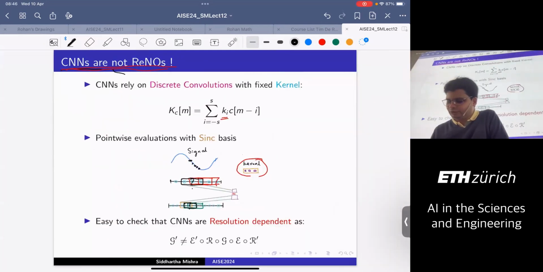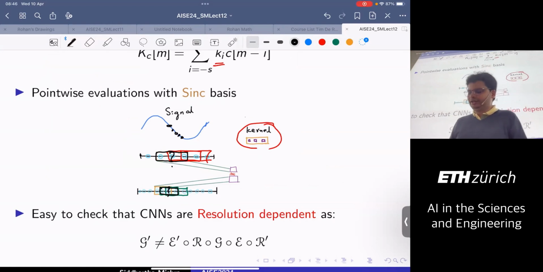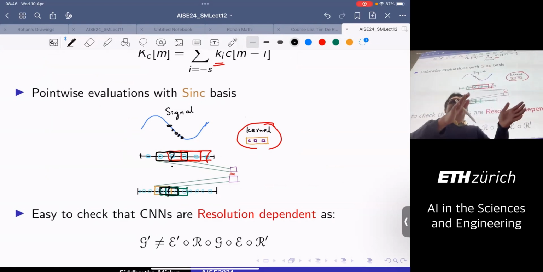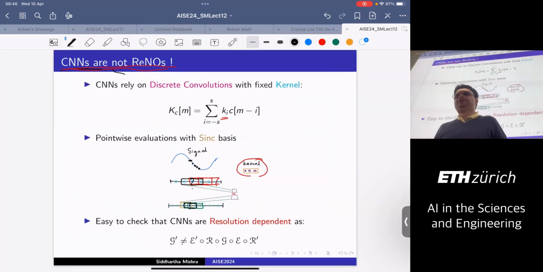Because of this, you make errors. So there is a resolution dependence here. There is no resolution independence. And as a result, CNNs are neural operators in the sense that you can always take an infinite dimensional object and map back to infinite dimensions. That's straightforward, right? But the fact that they don't have this structure preserving property means that they will make aliasing errors and these things will accumulate, right? So this is a very, very important point that we should remember.